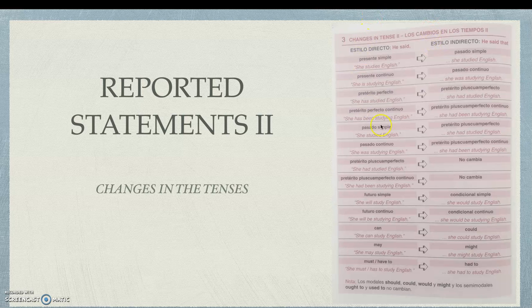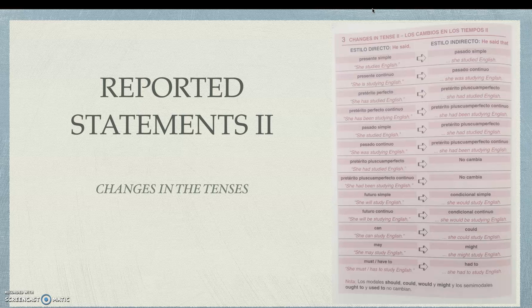Here we have a chart with the changes in the tenses. For example, we have on the left column direct speech. He said, "She studies English," present simple. In reported speech, it would be, he said that she studied English. So present simple turns into a past simple. Present continuous. He said, "She's studying English." It goes into the past continuous. She is studying becomes she was studying.